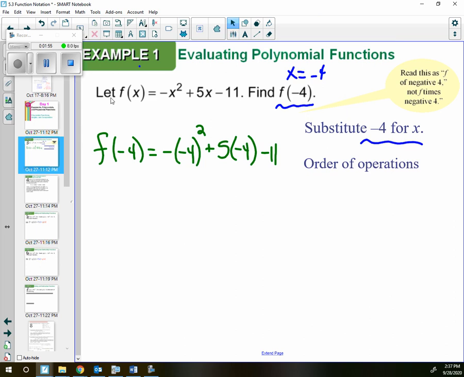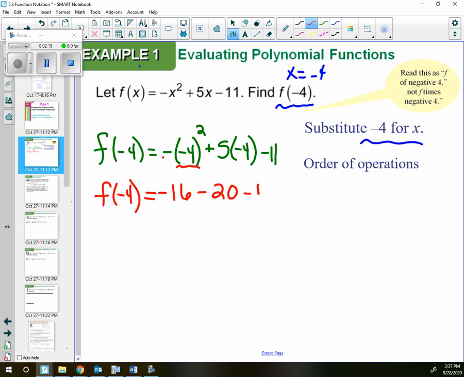Notice something I did when I substituted. I put parentheses. That's really important to help you keep track of signs. The biggest issues people have with these is just order of operations and getting wrong values. So we just want to be really careful when we do that. So f of -4 would be whatever this value is when we figure it out. So (-4) squared, order of operations here, would be 16, but then we take the opposite. So -16, 5 times -4 would be -20, and then minus 11.